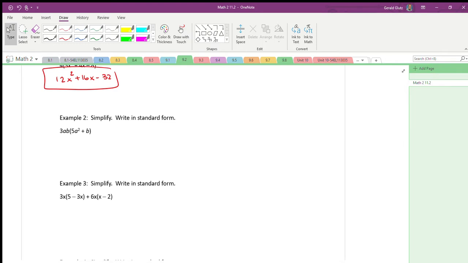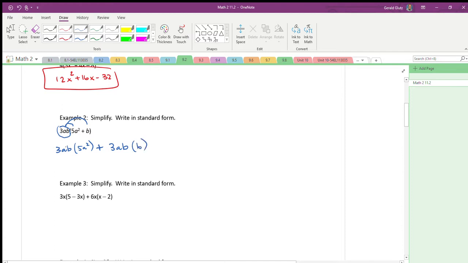Example 2. Again, we have a 3ab this time on the outside of parentheses, so I'm going to distribute that whole thing. So 3ab will be multiplied times 5a squared, plus, so we keep our same sign, plus 3ab times b.